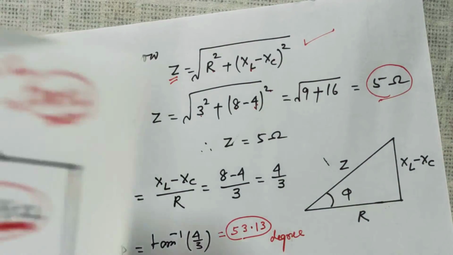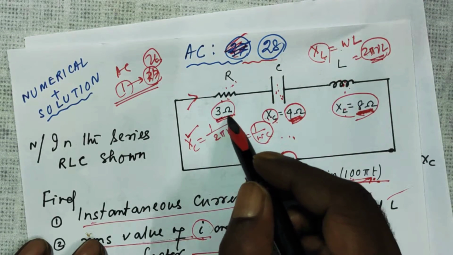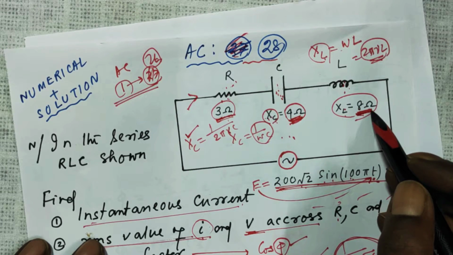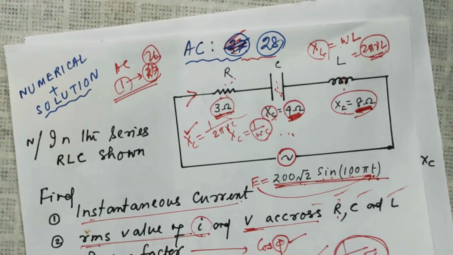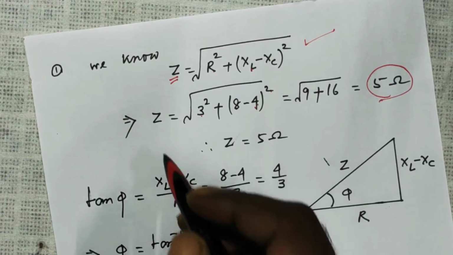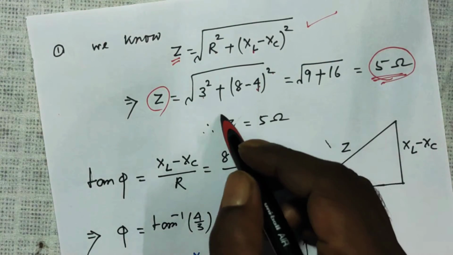Means this circuit, this value being 3 ohm, this value being 4 ohm, and this value being 8 ohm, as a whole, what total resistance are they offering? The total resistance, that is called the impedance, Z, is found out as 5 ohm, right? So Z is equal to 5 ohm.